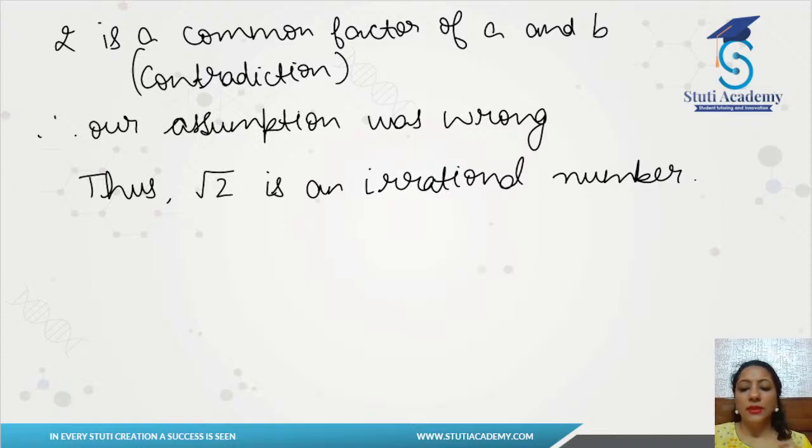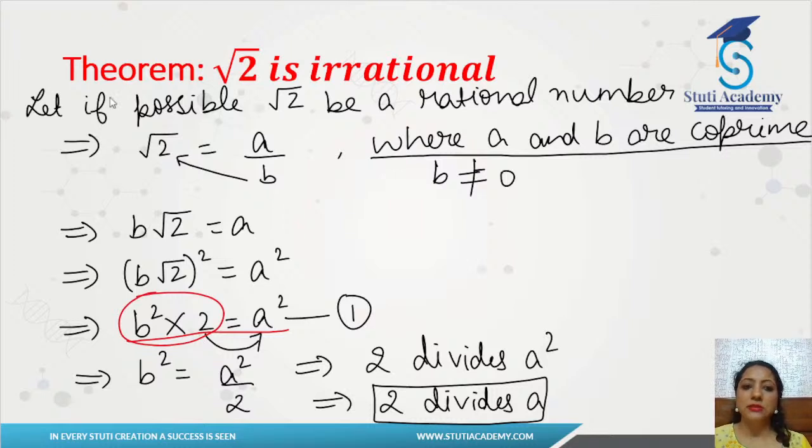So, children, this is something very, very important. I'm repeating the entire proof for you. Let's start again. Root 2 is irrational. We have to prove that. We are going to start it like this. Let, if possible, root 2 be a rational number. So if root 2 is a rational number, it can be written as a upon b, where a and b are co-prime numbers. That means a and b don't have any common factor except 1. And b is also not equal to 0, because b is there in the denominator.